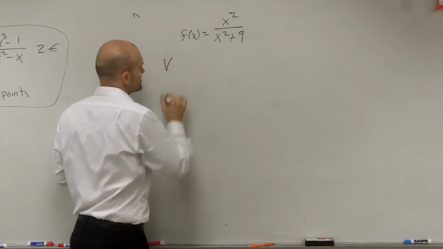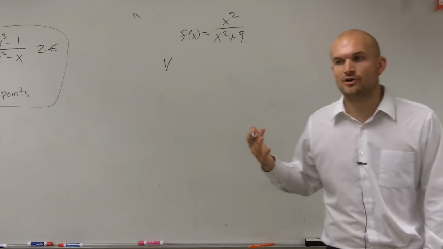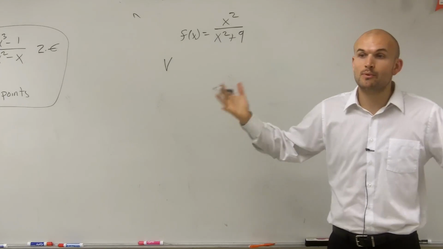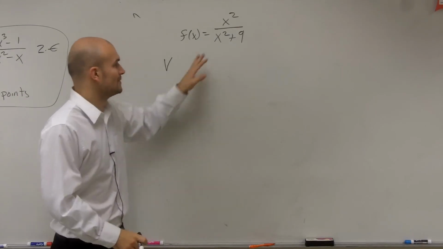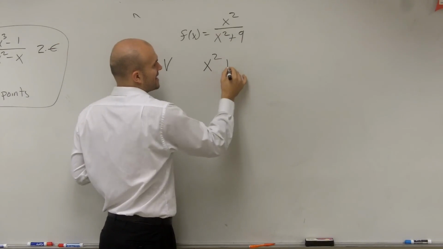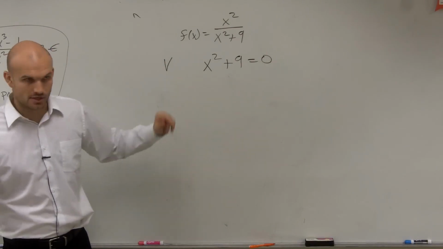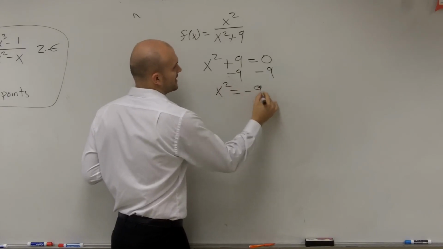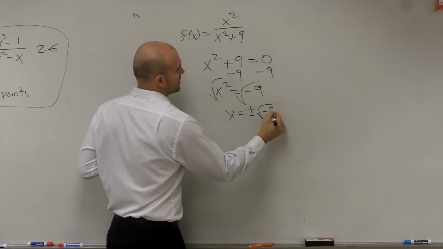So the vertical asymptote, I'm just going to represent with V. The vertical asymptote, remember, is all the values of your variable that make your denominator equal to 0, because we can't divide by 0. So I take my denominator, x squared plus 9 equals 0. Now, I solve for x. Subtract 9 on both sides. X squared equals negative 9. Square root. X equals plus or minus the square root of negative 9.